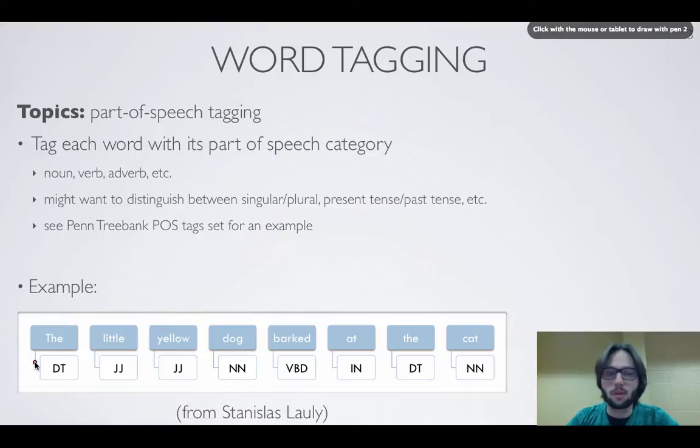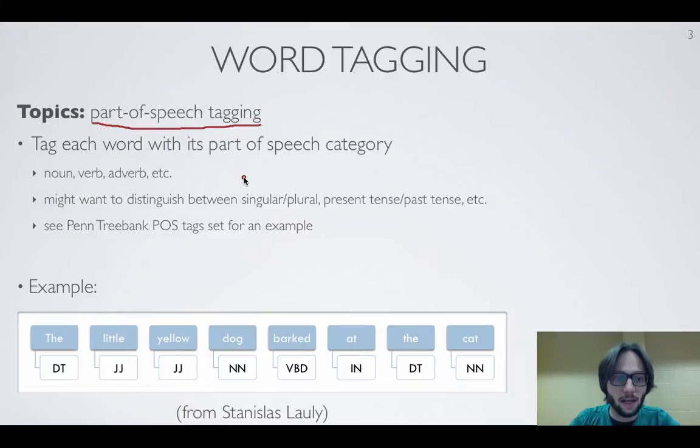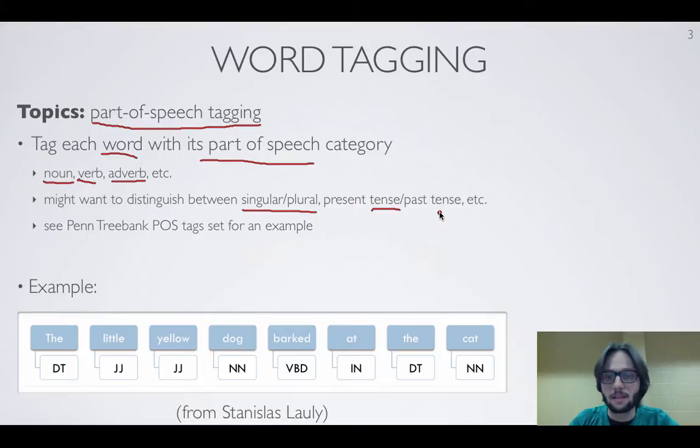One of the simplest tasks for word tagging is part of speech tagging. The idea here is that we want to take each word and identify the part of speech category of that word. In other words, is it a noun, a verb, an adverb, an adjective, and so on. You could determine different types of tag sets, so different types of categories. You might want categories that distinguish between singular and plural words, or between the present or past tense of verbs, and so on.